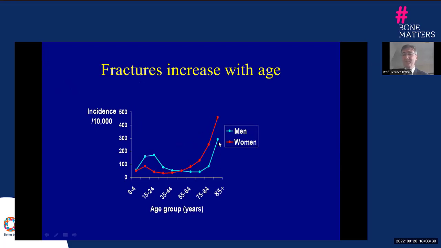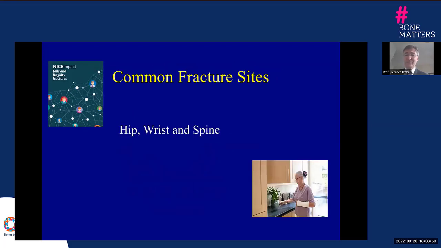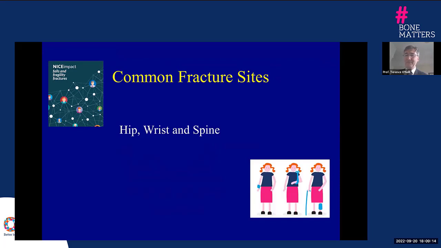And this increase in fracture with age is thought to be due to a combination of a gradual reduction in bone mass, resulting in a gradual reduction in bone strength, and also an increase in the risk of falls in older people. Now, the most frequent fractures are fractures affecting the hip, the wrist, and the spine. And these account for probably about half of all fractures over the age of 50 years, with the other 50% comprising a range of other upper limb, lower limb, and pelvic fractures.